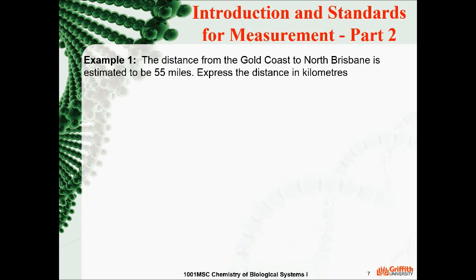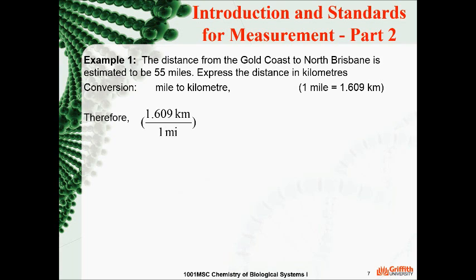Let's look at the following example. The distance from the Gold Coast to North Brisbane is approximately 55 miles. We are told to express the distance in kilometers. To do the conversion, we need to know the link between miles and kilometers. From the textbook, you can find that 1 mile equals 1.609 kilometers. Please note that you don't need to remember this conversion factor.